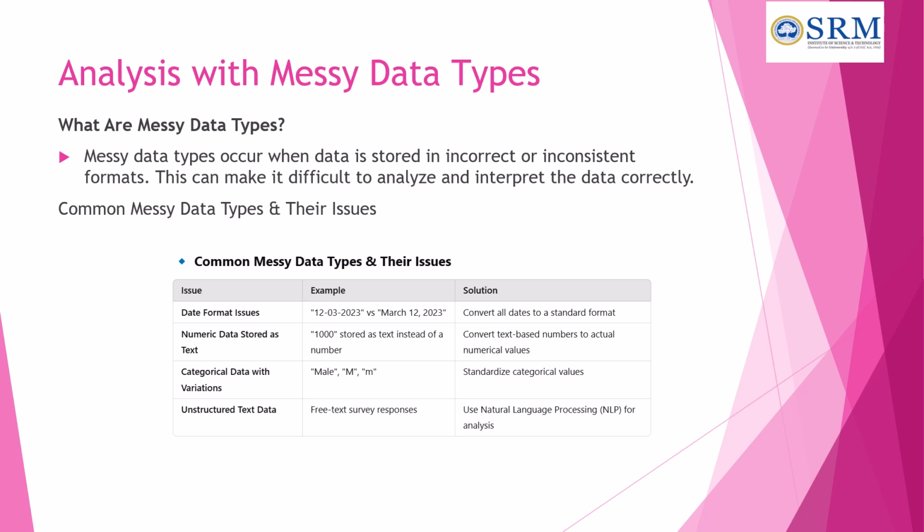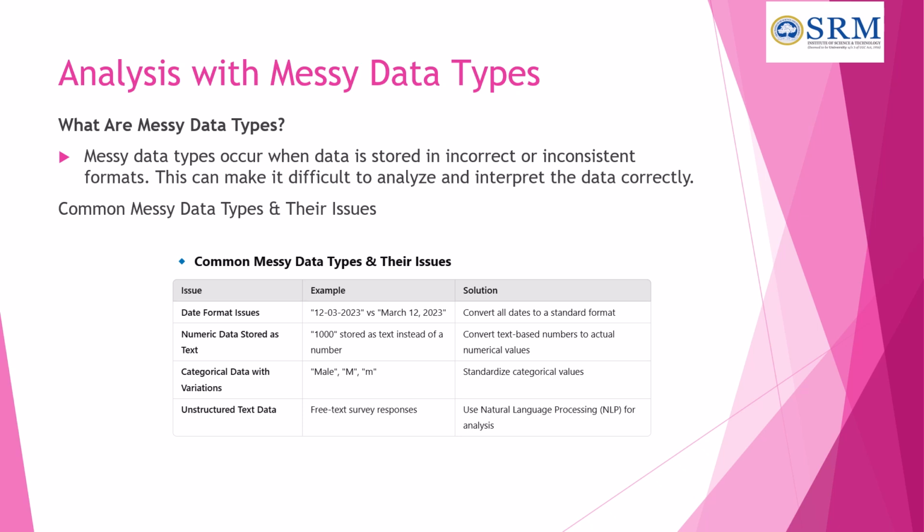Another issue is numeric data stored as text, like the number 1000 being stored as a string rather than a number, which must be converted before calculations can be performed. Similarly, categorical data may have inconsistent entries like male, M, or lowercase m, all meaning the same. We should standardize these entries for accurate grouping and filtering.